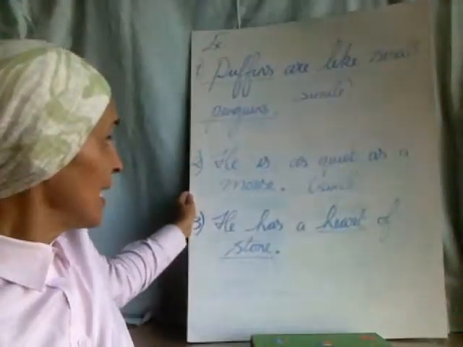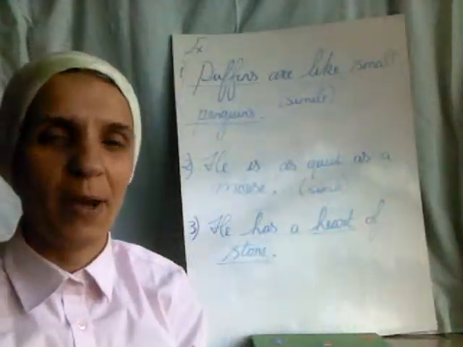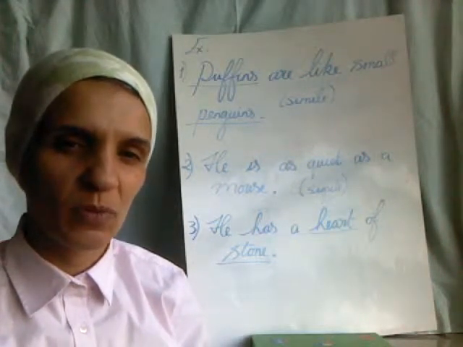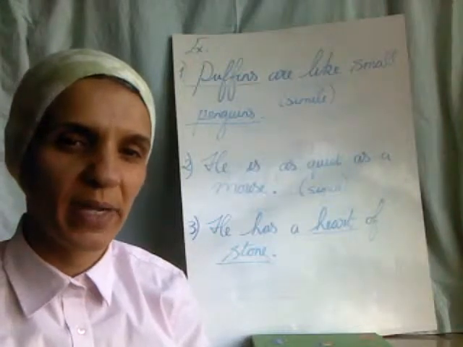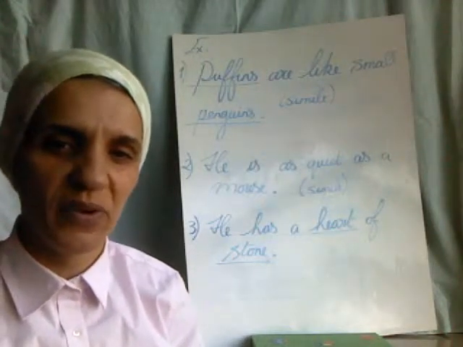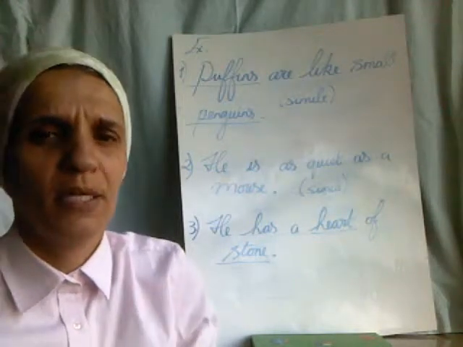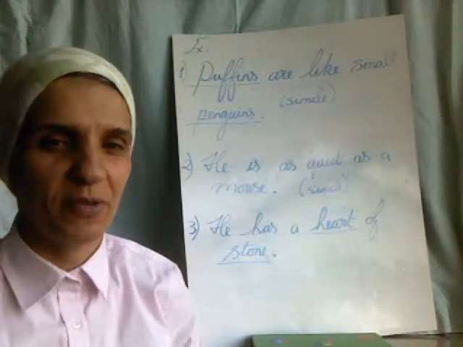The second one, he is as quiet as a mouse. Why am I comparing his quietness to that of a mouse? Because mice are very quiet. You usually don't hear them. Even if they scurry across the class, if you don't see them, you don't hear them.